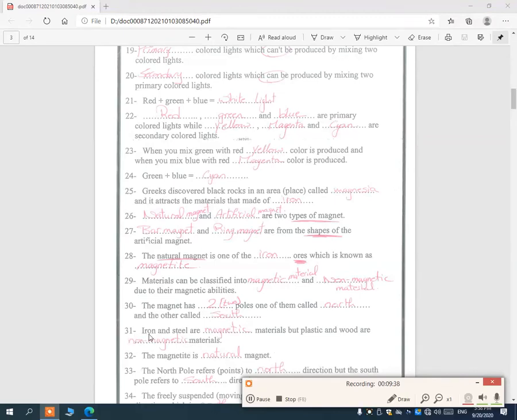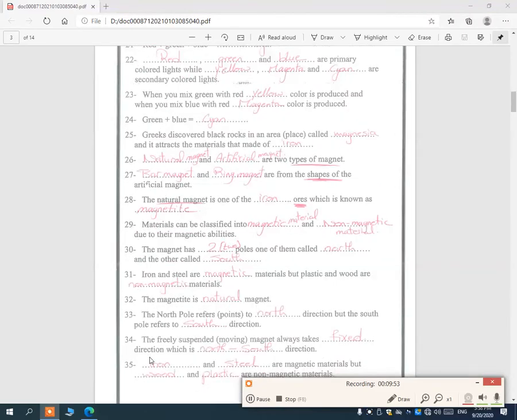31. Iron and steel are dots materials. Of course, iron and steel are magnetic materials, but plastic and wood are dots materials, are non-magnetic materials. 32. The magnetite is dots magnet. Of course, magnetite is a natural magnet.